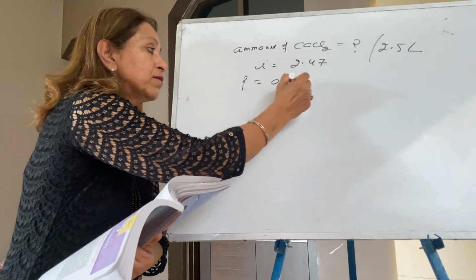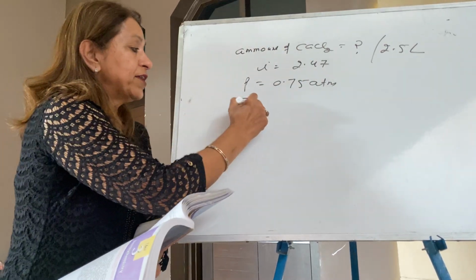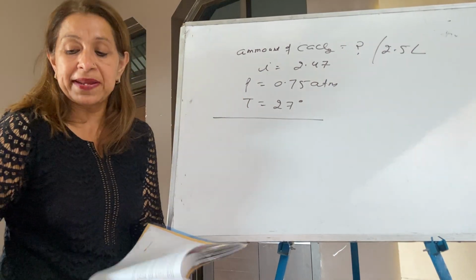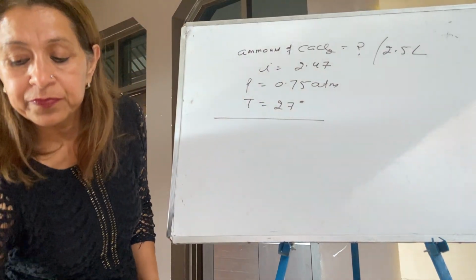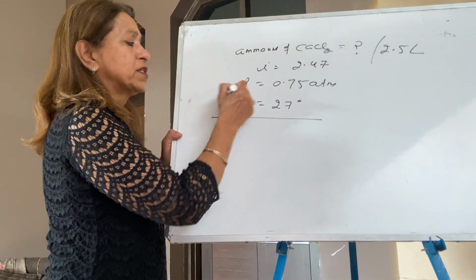0.75 atmosphere. And its temperature is 27 degree. Write down all this. Now let us start the numerical. How will you solve it? Very simple numerical, because osmotic pressure is there.